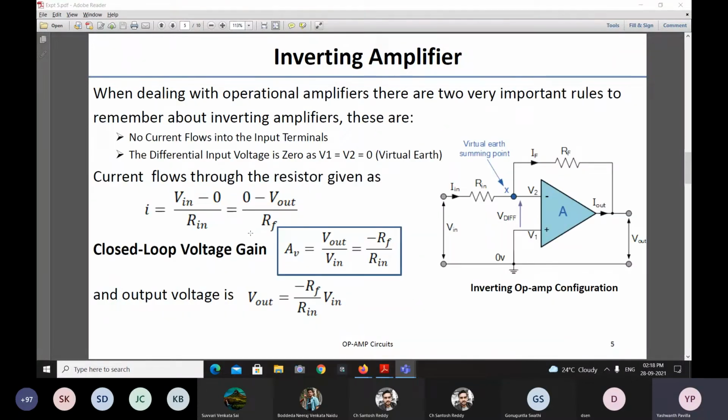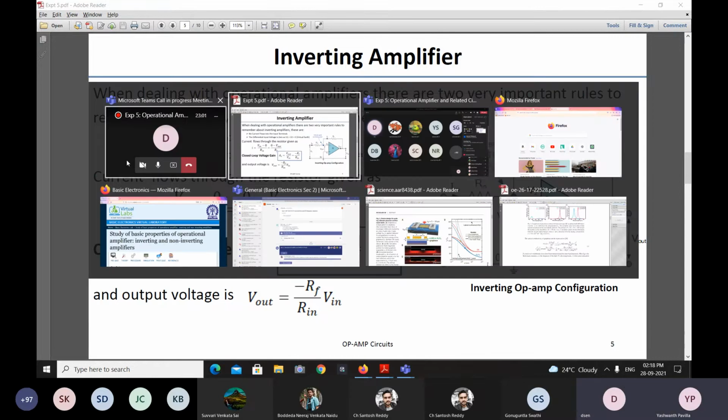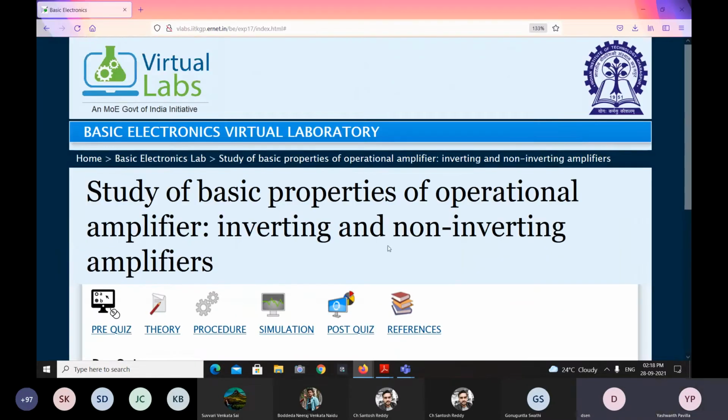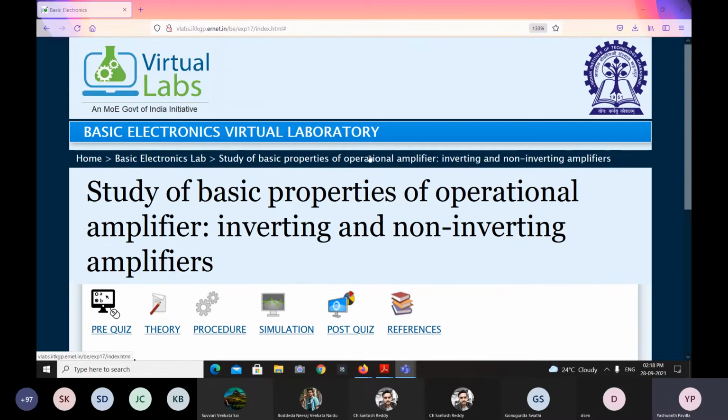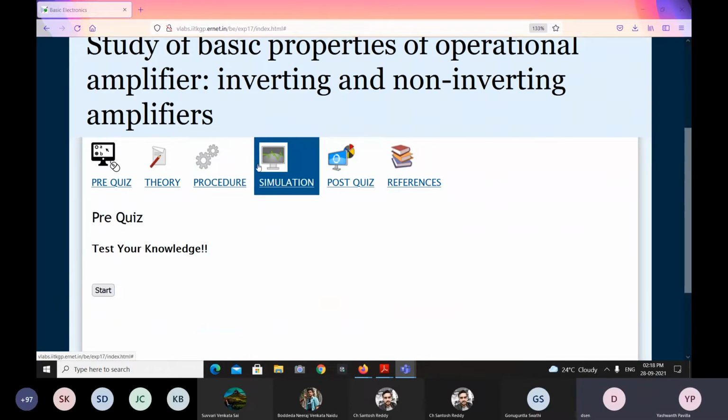So let me show you the virtual lab, how to connect and all. Should I show them? Yeah, sure. You can show these two and then the next two. Yes, sir. Sir, can you see the VLab website? Yeah, it's visible. Yes.